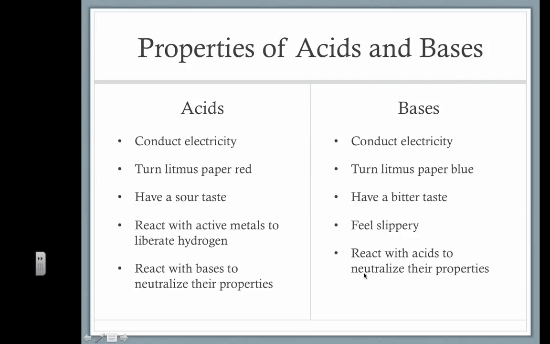Here are the general properties of acids and bases. I'll let you read these. These are just basic common things. Acids conduct electricity, turn litmus paper red, taste sour, react with active alkali metals to give off hydrogen gas, and react with bases and neutralize them. And bases are the same kind of thing. They conduct electricity, turn litmus paper blue, have a bitter taste, feel slippery, and react with acids to neutralize their properties. And they're both corrosive and dangerous in concentrated forms.